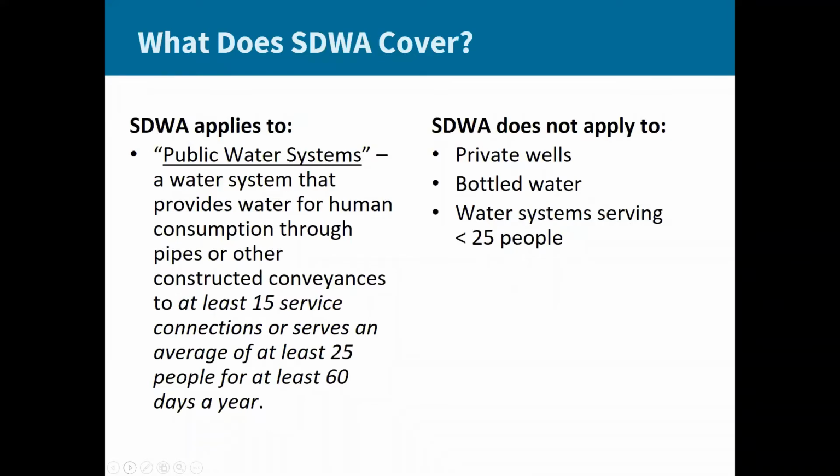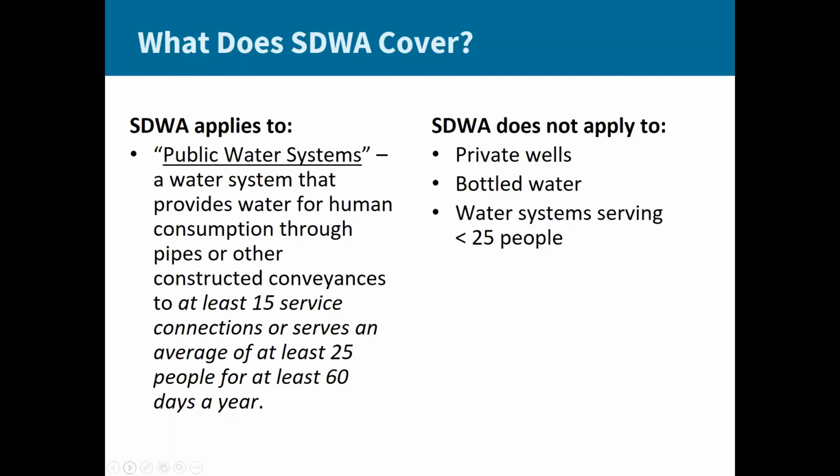But first, it's important to understand what the Safe Drinking Water Act actually covers. The Safe Drinking Water Act covers what we call public water systems, which are water systems that serve at least 15 service connections or serve an average of at least 25 people for at least 60 days a year. Public water systems provide water to about 90% of the population. And so, for example, my drinking water here in North Carolina is from the Orange Water and Sewer Authority, which is a public water system serving about 85,000 people.